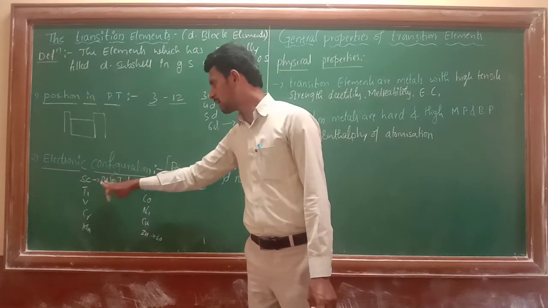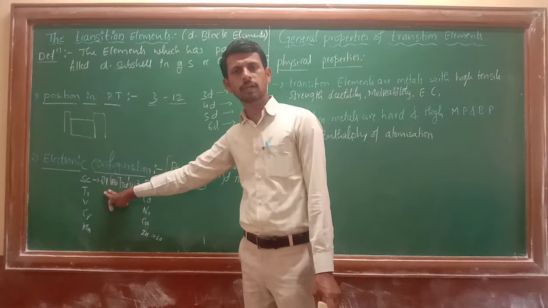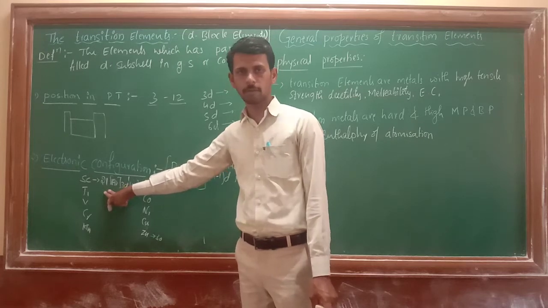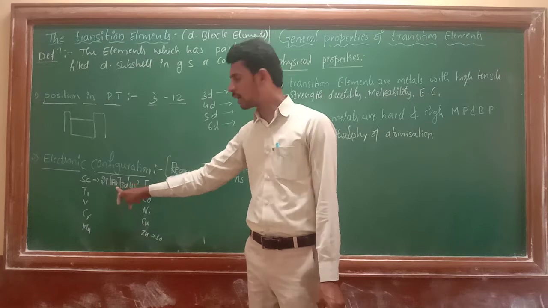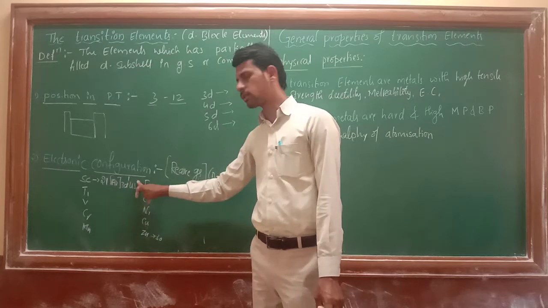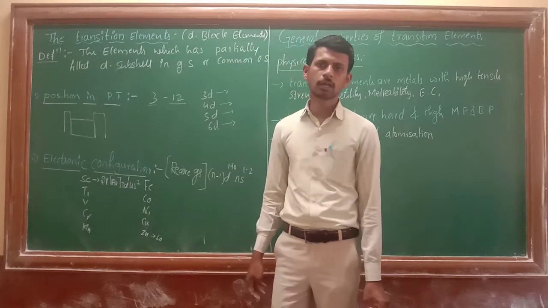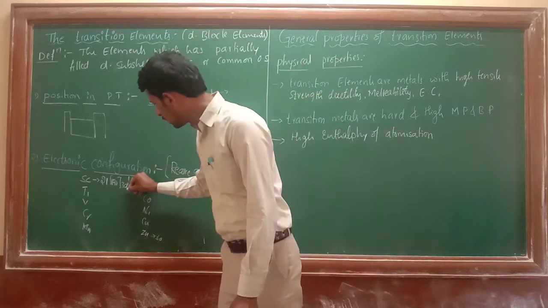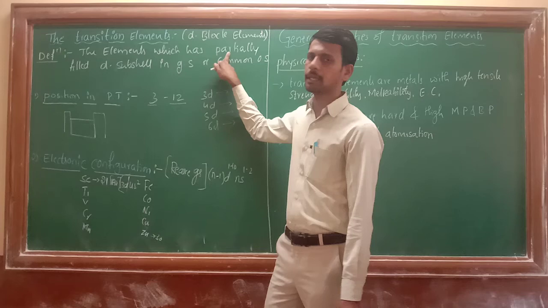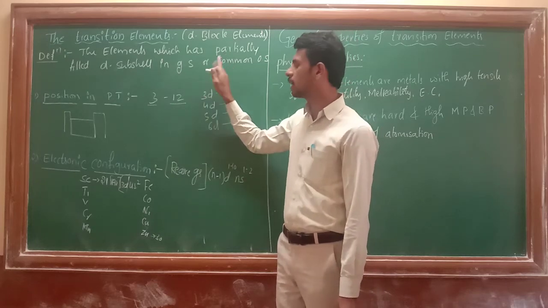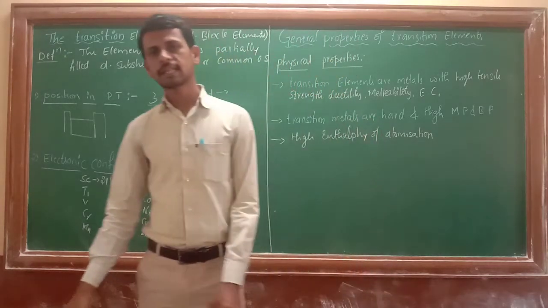Likewise, scandium has the atomic number 21. Therefore, the total number of electrons present is 21. Then the electronic configuration is argon 3d1 4s2. Here, the d subshell is partially filled in the ground state.